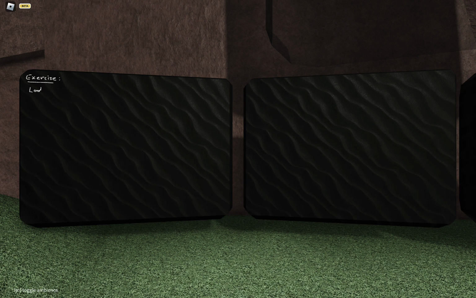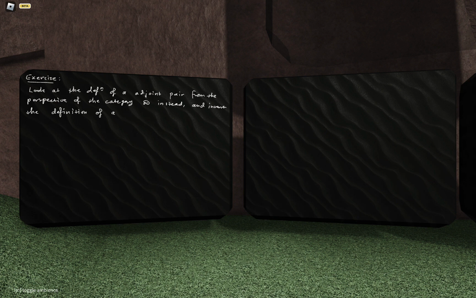So the exercise is look at the definition of an adjoint pair from the perspective of the category D instead, and invent the definition of a comonad.